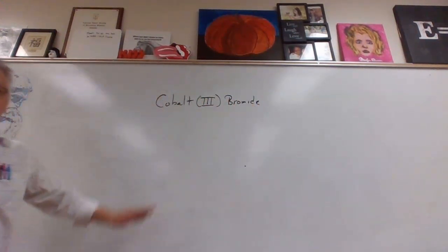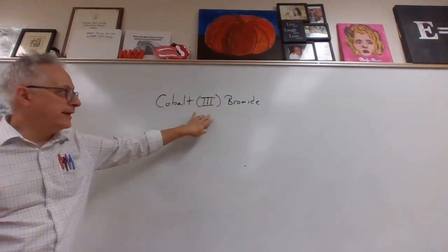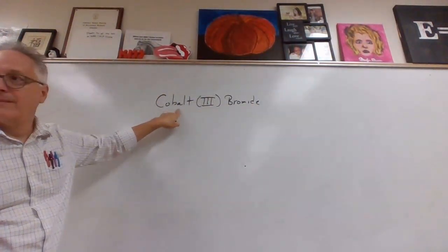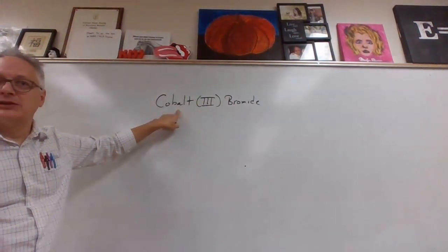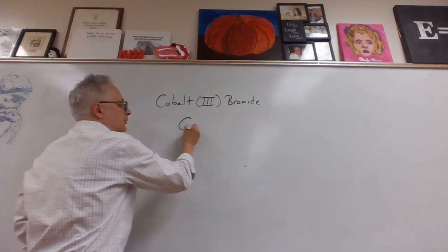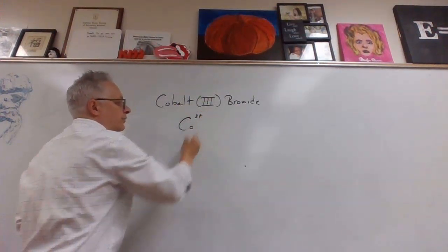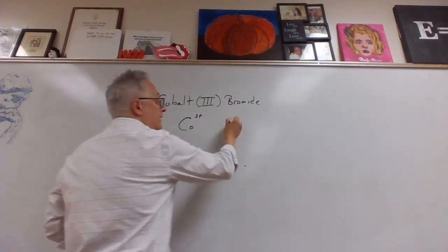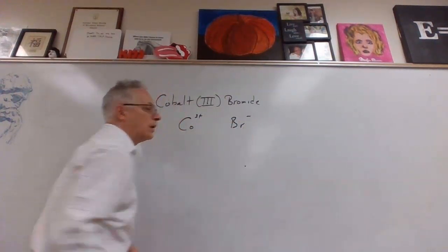So right away, when you see cobalt-3 bromide, that 3 means what? That means the charge on the metal, +3. So cobalt has a +3 because it tells us right in the name. Bromide, if you look in your notes, is a -1.